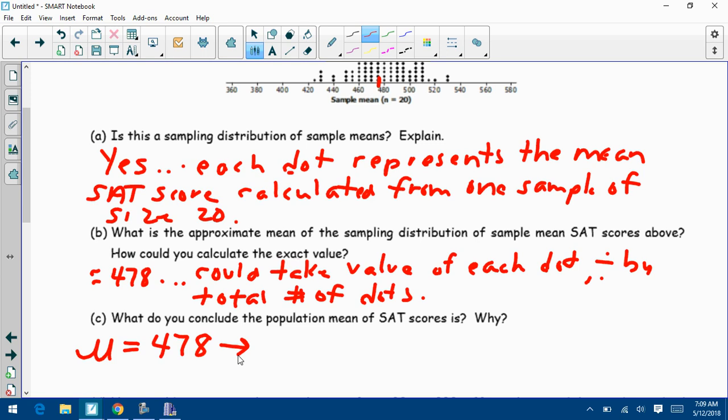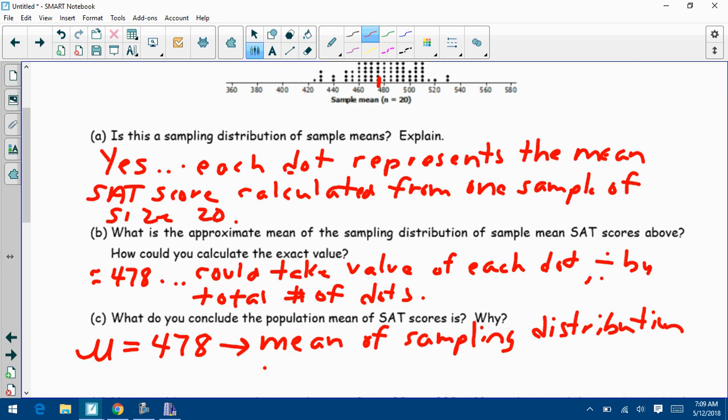And that's that first box I said yes on the last page. The reason is because the mean of the sampling distribution should always be approximately equal to the population mean. Now I say always, but that's a little bit misleading. Always, as long as I have a good sample, as long as I have enough dots, things like that.